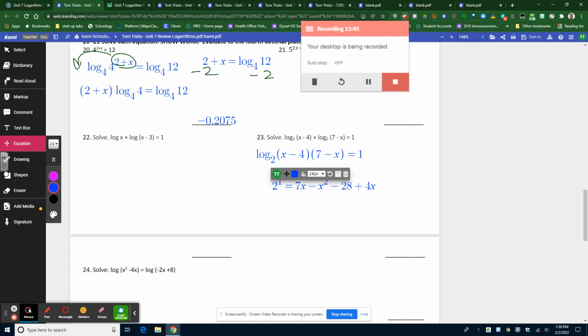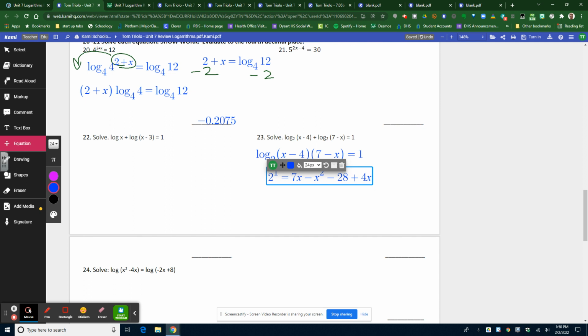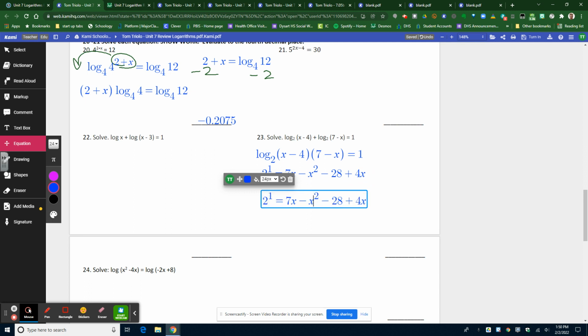At this point, my recommendation is to simplify and set it equal to 0. So I move everything to this side. Ready? Control A, Control C, Control V, and I'm basically going to change everything. The only thing I'm leaving there is the 2. The negative x squared becomes positive x squared. Remember, look what happened. I put it on this side, and it disappears on the other side. 7x plus 4x is positive 11x on the right side, but negative 11x on this side. Negative 11x.